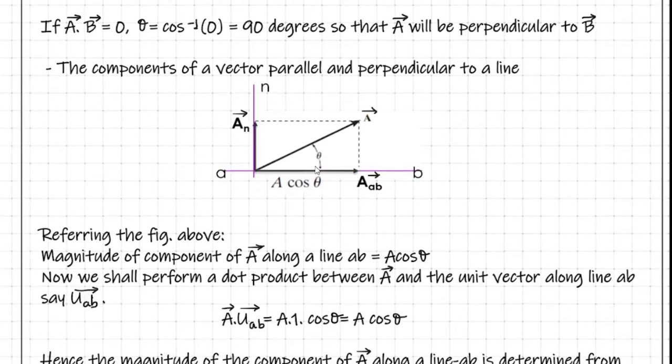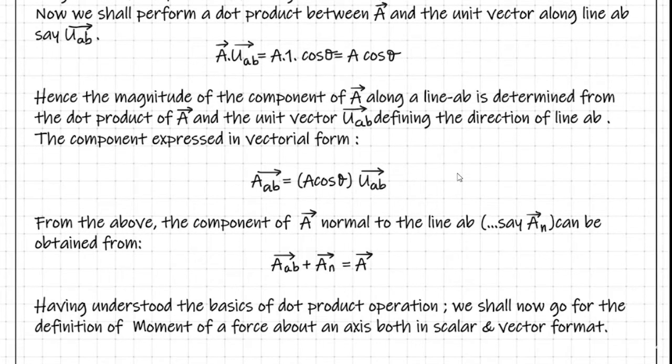Now once we know vector A_AB, we can easily find out the magnitude as well as the vectorial definition of vector A_N, that is the component of vector A along the line N, which is normal to the line AB. So this can be obtained easily from our definition. Vector A_AB plus vector A_N is equal to vector A. Vector A is known to us, vector A_AB is known to us, so from this equation we can straightaway obtain the vectorial expression for vector A_N. So once we know vector A_N, obviously we'll be able to obtain its magnitude as well, right?